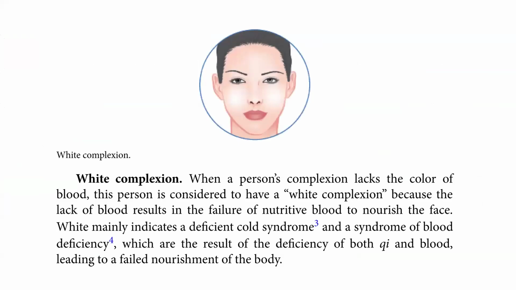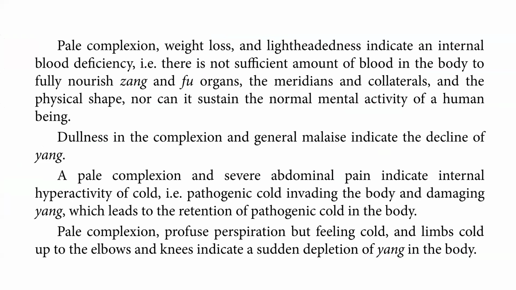White complexion. When a person's complexion lacks the color of blood, this person is considered to have a white complexion because the lack of blood results in the failure of nutritive blood to nourish the face. White mainly indicates a deficient cold syndrome and a syndrome of blood deficiency, which are the result of the deficiency of both qi and blood, leading to failed nourishment of the body. Pale complexion, weight loss, and lightheadedness indicate an internal blood deficiency.